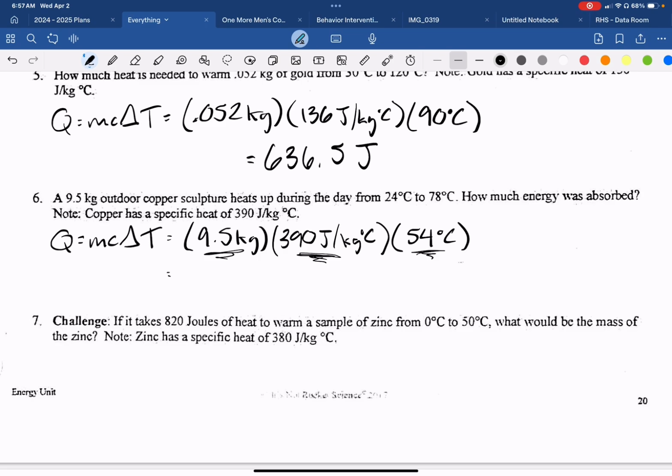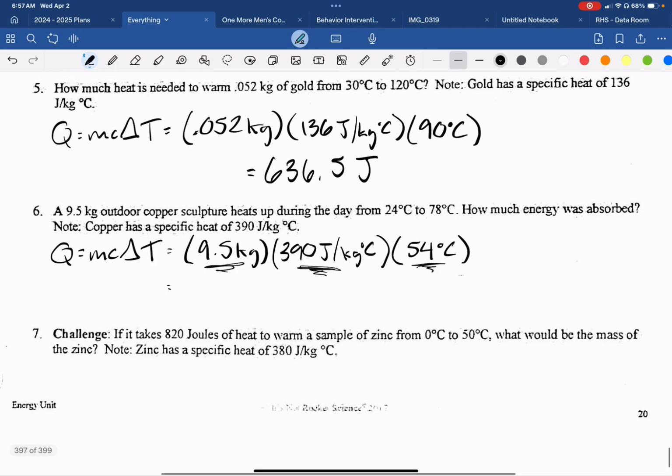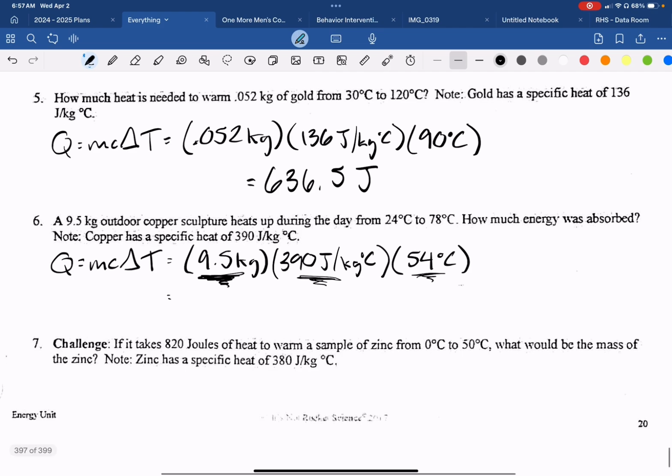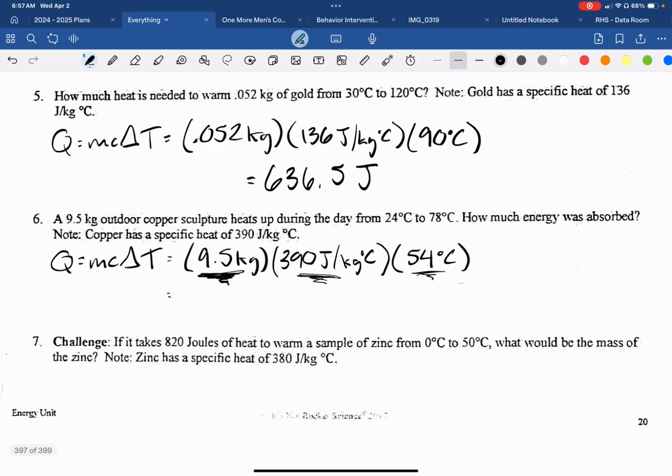So should our number for number 6 be more or less than number 5? Well, I'll tell you this. The significance is here, the mass. The mass is huge compared to number 5. I'm guessing it's going to take a lot of joules to be able to heat this up by that amount, especially since you've got a higher specific heat as well. So, without further ado, when you do the math, you get 200,070 joules. So significantly higher than number 5.